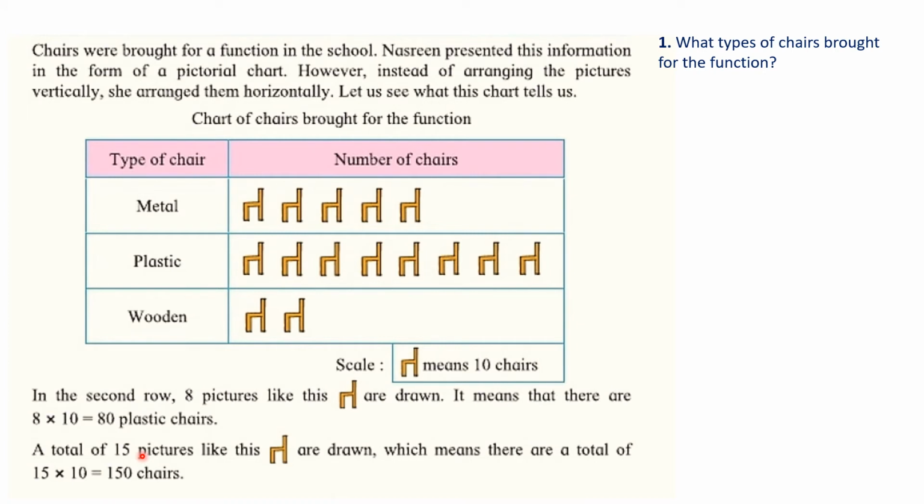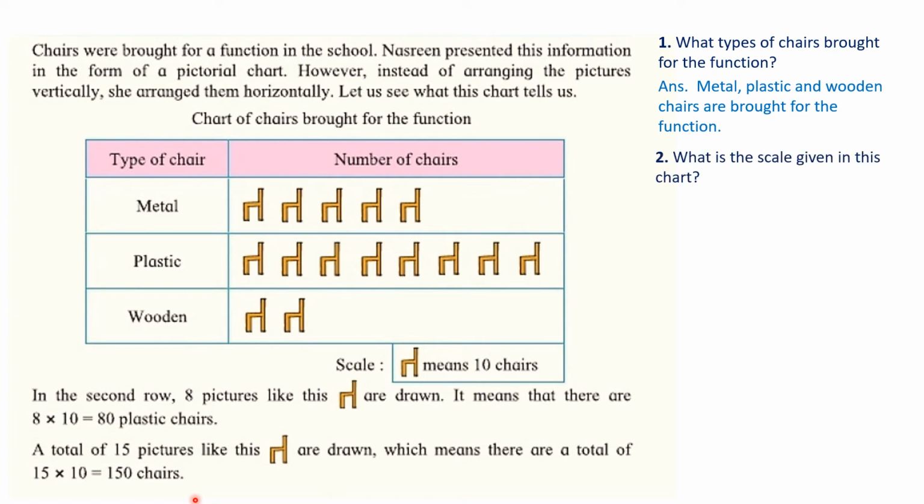What type of chairs brought for the function? So we can see here what type of chairs are given, that is metal, plastic and wooden. So we will write the answer for it. Metal, plastic and wooden chairs are brought for the function.